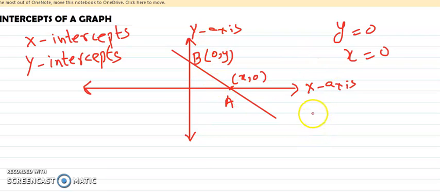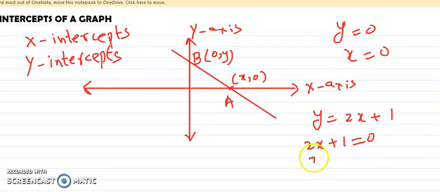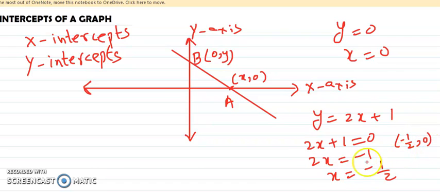Let's take an example. For example, I have y = 2x + 1. Now to find the x-intercept, I will put y equal to 0. After putting y equal to 0, I will have 2x + 1 = 0. So we get 2x = -1 and x will be equal to -1/2. So the x-intercept will be -1/2. And if I want to say the point of intersection of the line with the x-axis, then in the form of coordinates it will be (-1/2, 0).